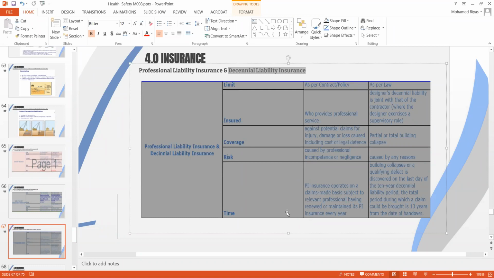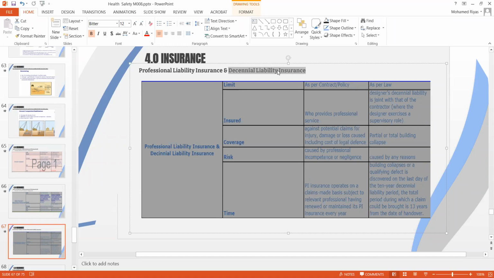And the duration time, PI insurance operates on a claim-made basis. Okay, there is a potential risk. If you have a PI insurance from one designer and they go bankrupt, or in the second year, third year they didn't renew the PI policy and there is no continuity, then you will face issues.